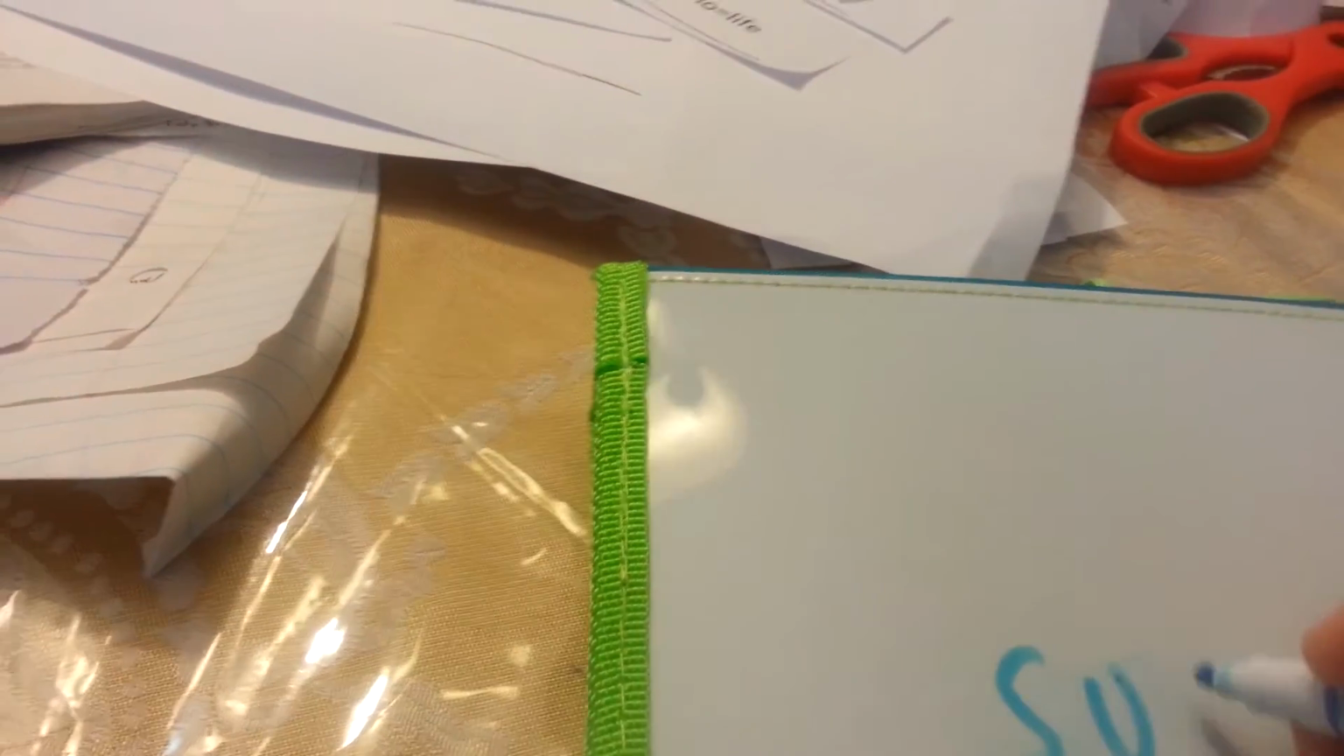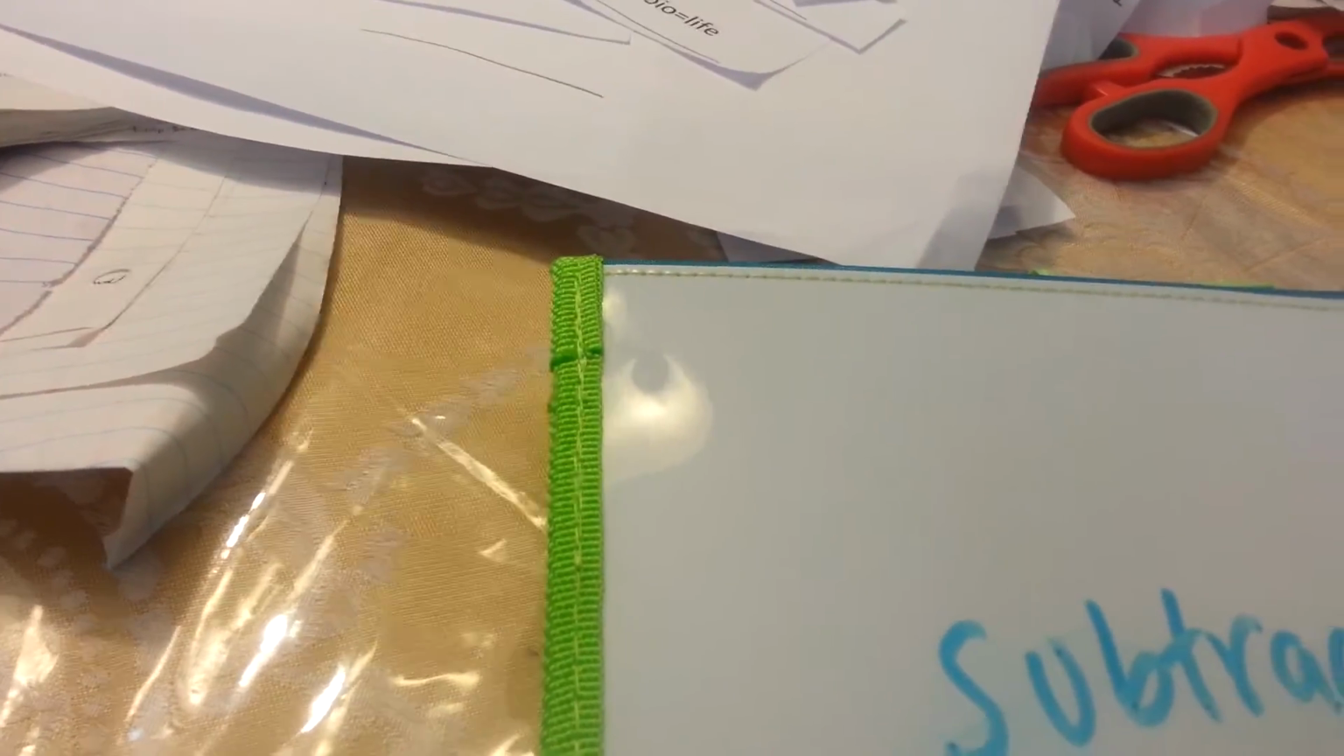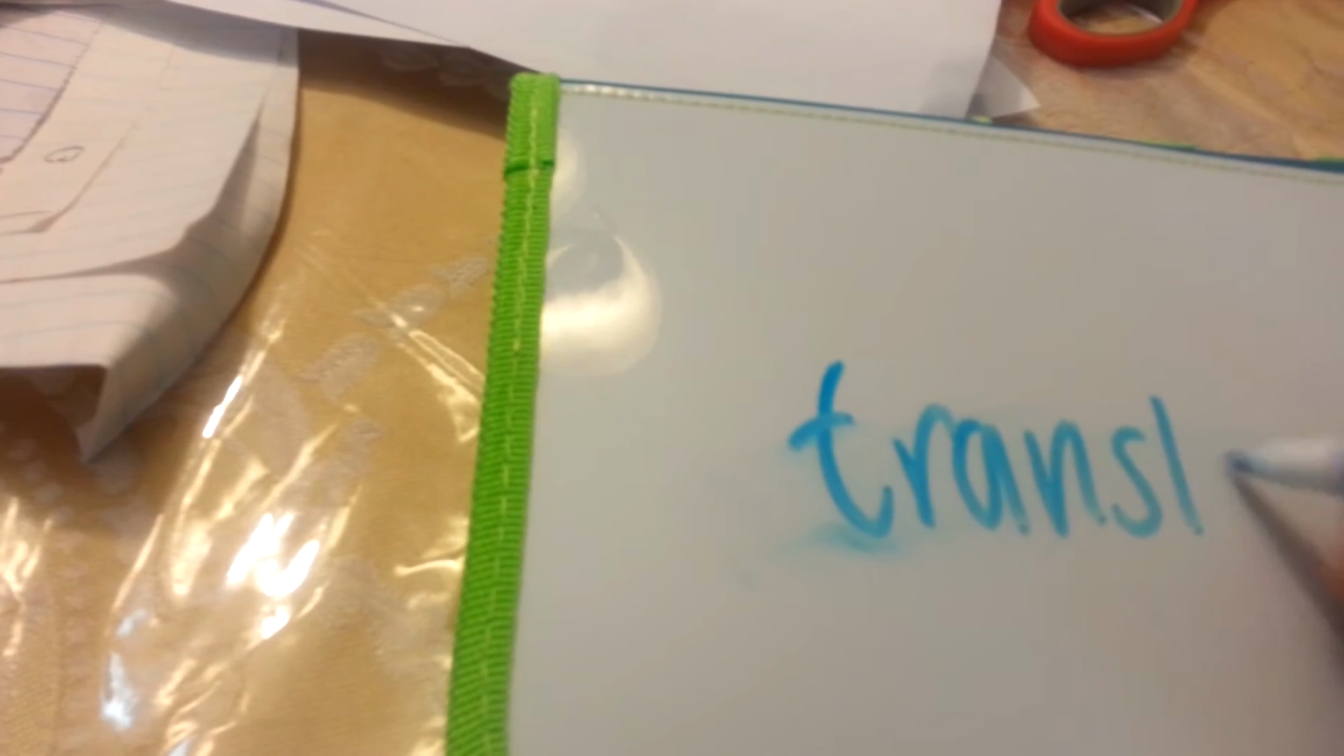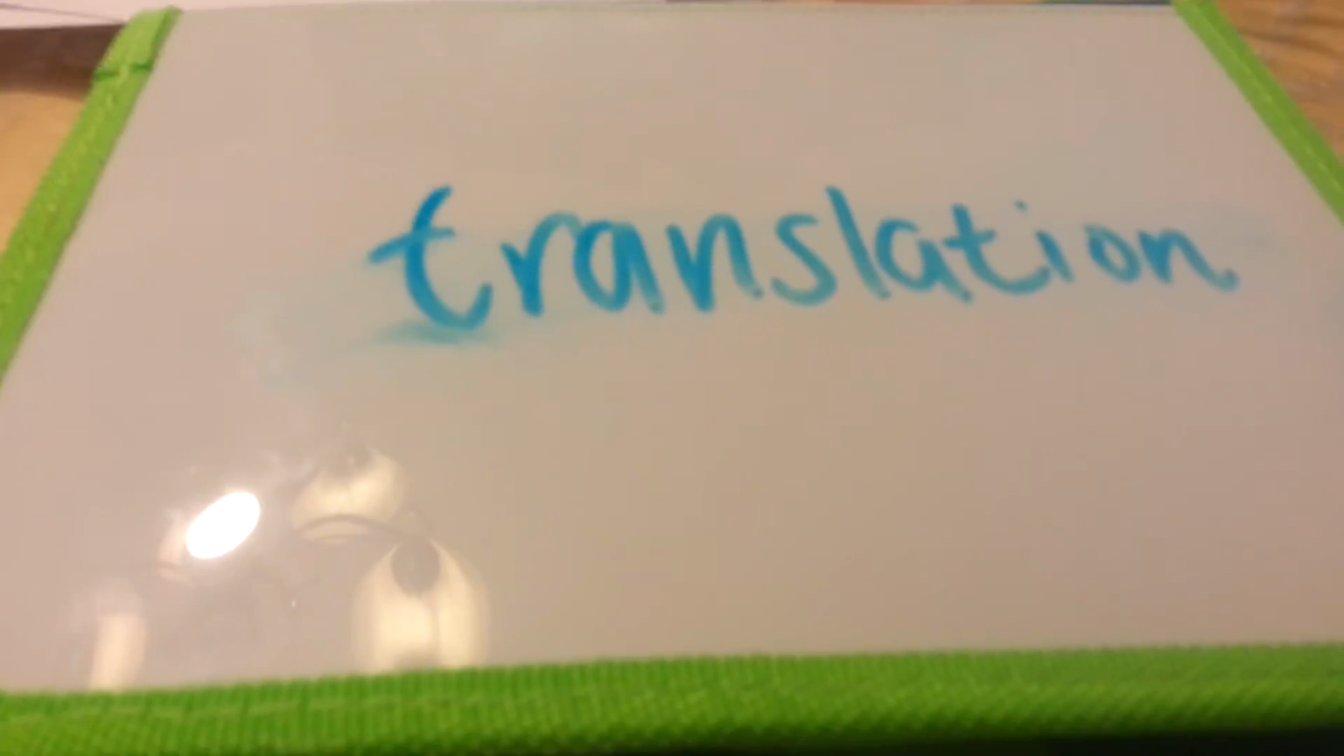Then, if I am to call out subtract, they need to know to write subtract and just add the I-O-N, subtraction. And for one last example, if I ask translate, they will write translation and drop the E. I will do this for a variety of words.